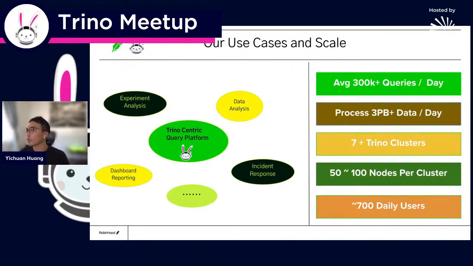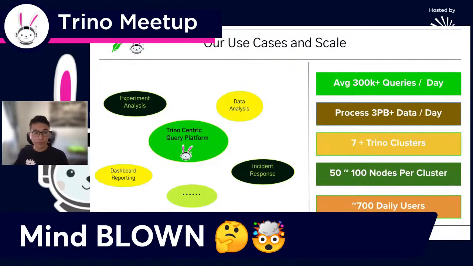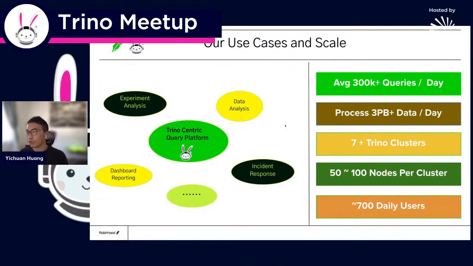As for the numbers, we have an average of 300K plus queries per day, which corresponds to 3 petabytes plus of data per day, and the numbers keep growing. Currently we have 7 Trino clusters, and each Trino cluster has 50 to 100 nodes, and we have around 700 daily active users, and that number is also growing. So Trino is definitely a very fundamental pillar in our data platform team, and it is supporting the Robinhood company as well.